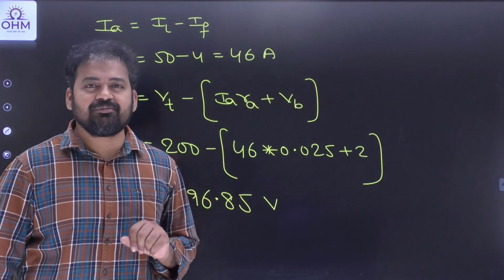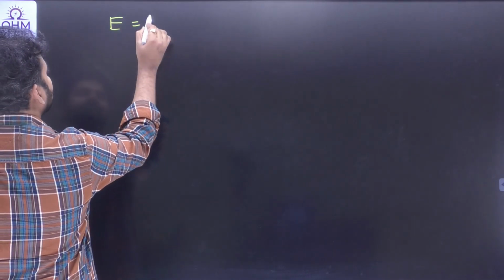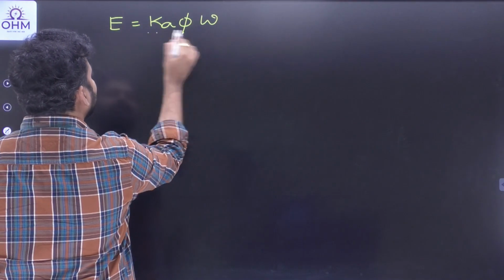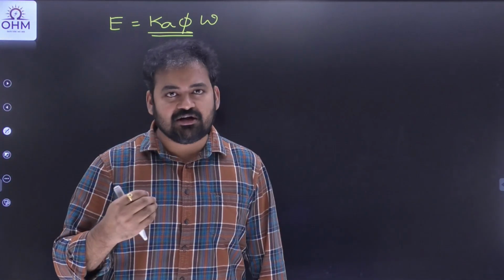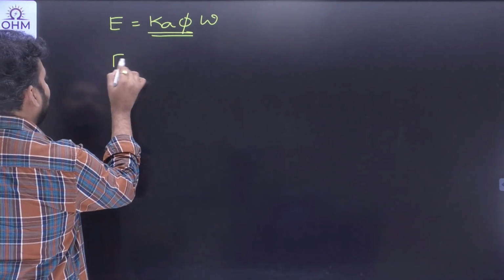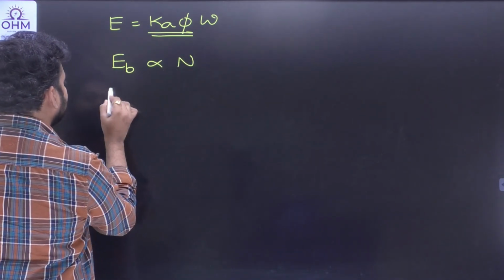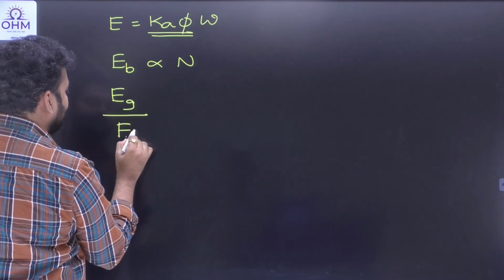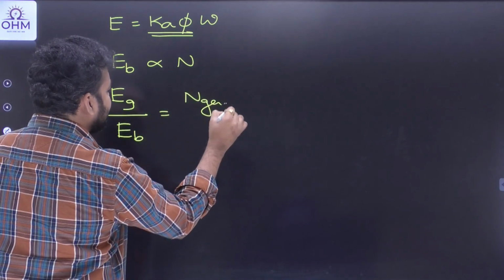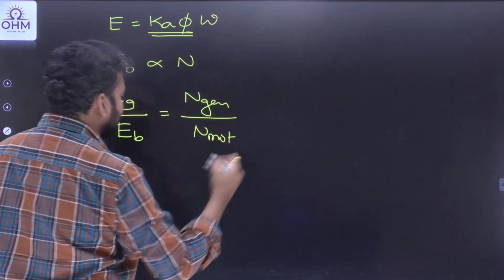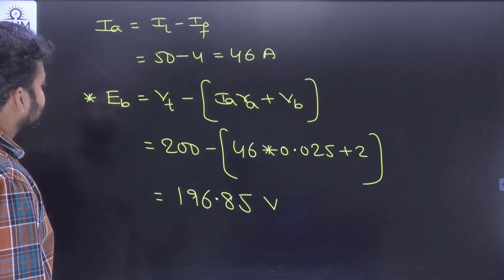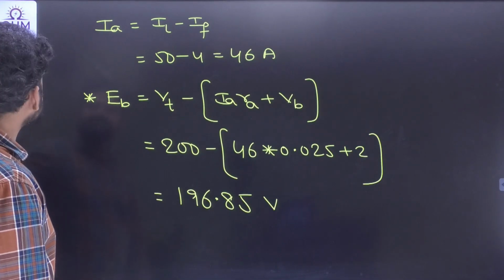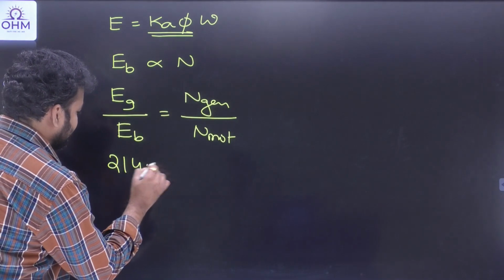Now I know the generated EMF value and the back EMF value. So I can compare both of them to find out the speed. Okay. So what is the formula we know? EMF is equal to Ka phi into omega. Flux is a constant value because in the generating case and the motoring case, the same field current was flowing. Therefore, back EMF is only proportional to speed. So generator EMF by motor EMF is equal to generator speed by motor speed. What is the EMF in the generator case? 214.6. Motor case 196.85.